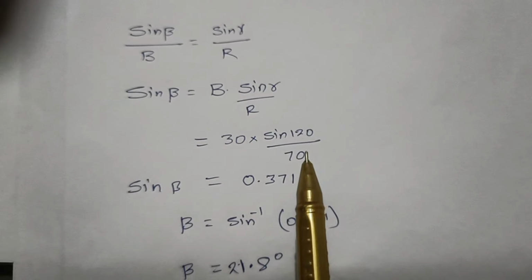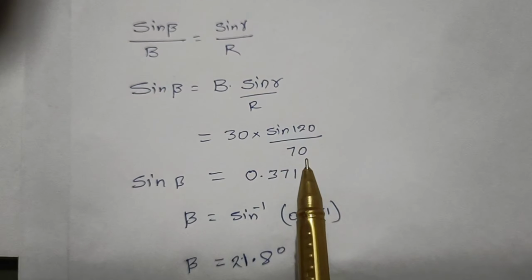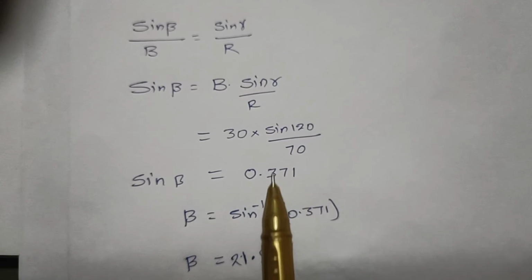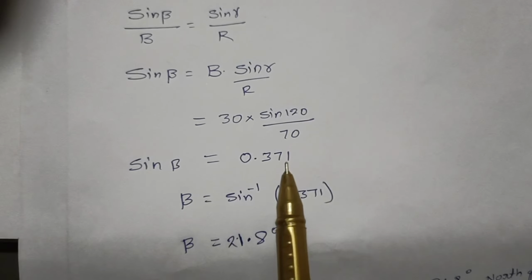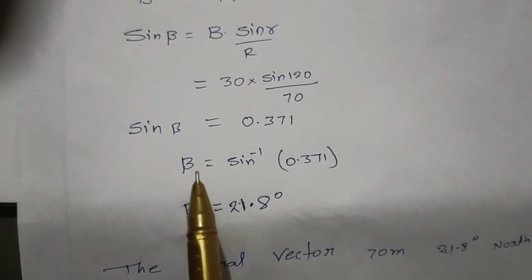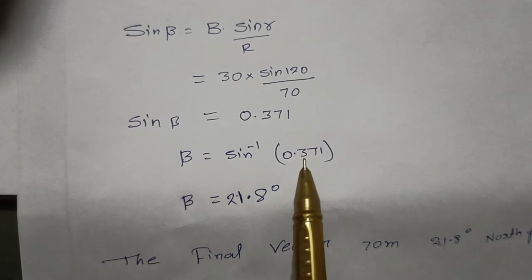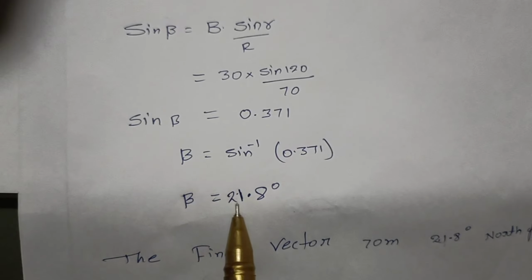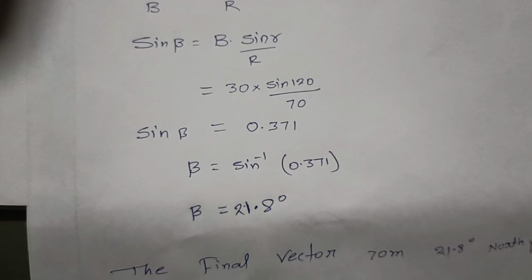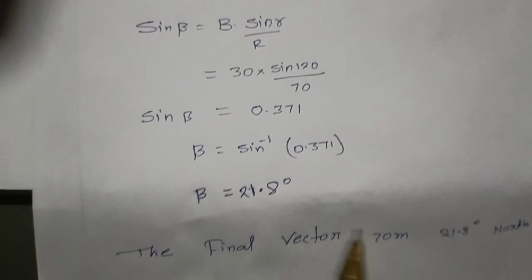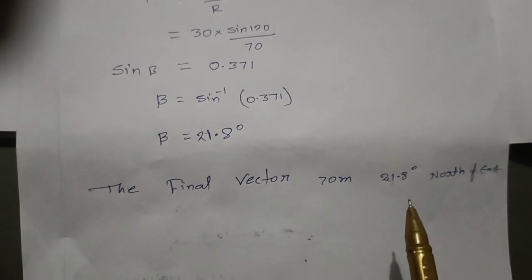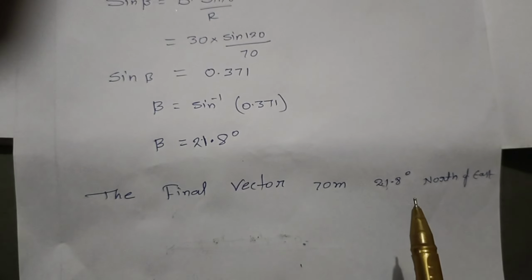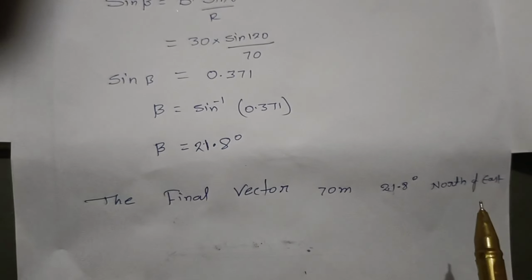Here we know B is equal to 30 and gamma is equal to 120, so 30 into sine 120 by 70 equals 0.371. Therefore beta is equal to inverse sine of 0.371. Therefore beta is equal to 21.8 degrees. So the final vector is 70 meters at 21.8 degrees north of east.